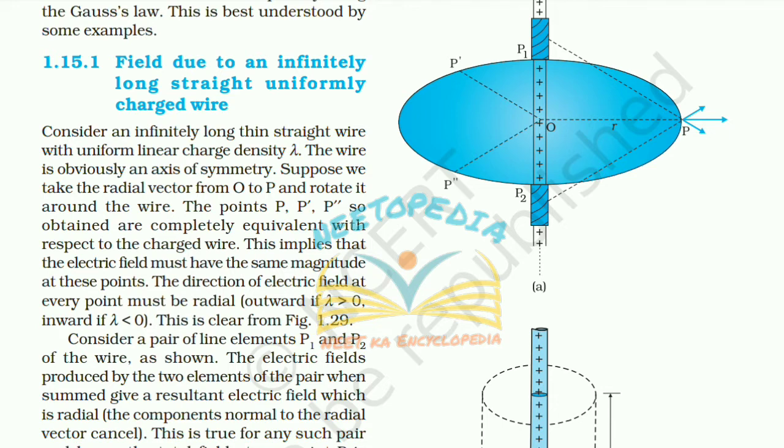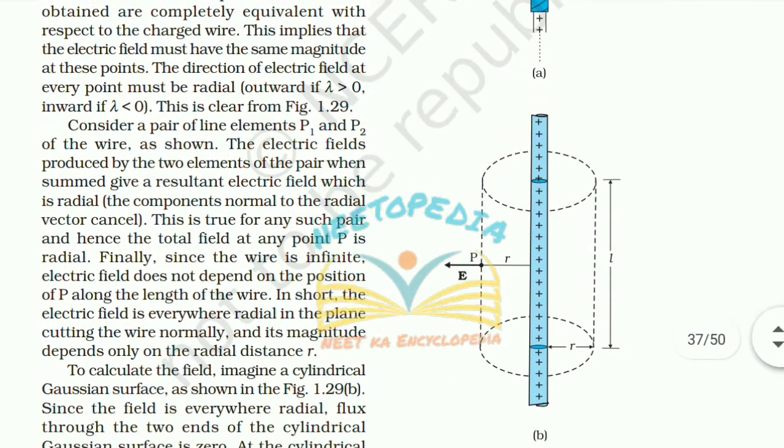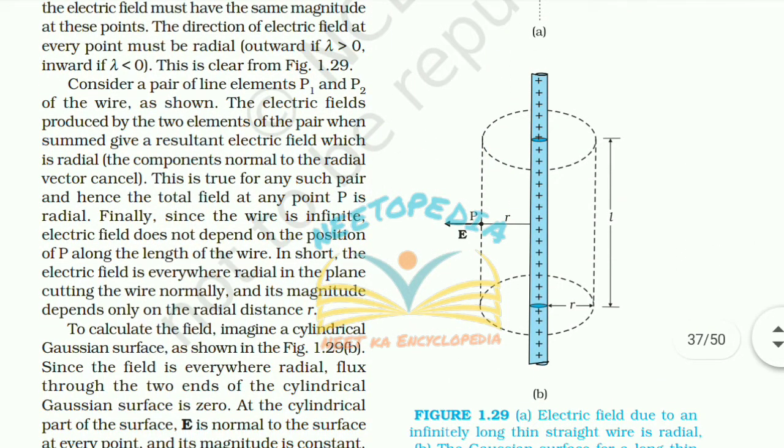The direction of the electric field at every point must be radial, that is outward if lambda is greater than 0 and inward if lambda is less than 0. This is clear from the figure. Consider a pair of line elements P1 and P2 of the wire as shown. The electric fields produced by the two elements of the pair when summed up give a resultant electric field which is radial. The components normal to the radial vector cancel. This is true for any pair and hence the total field at any point P is radial.